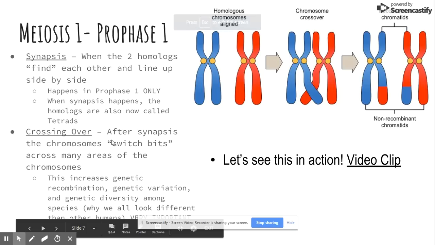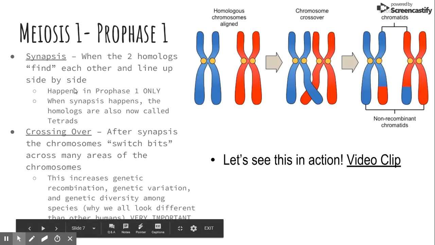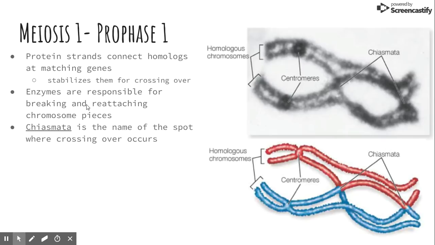So we left off the last video talking about and looking at the video clip that showed crossing over. Make sure you have in your notes what synapsis and crossing over is. Make sure you also understand, like we talked about when the video was playing, that protein strands are holding the chromosomes together, stabilizing them. And of course, the vocabulary term chiasmata, where the actual spot of crossing over is occurring.